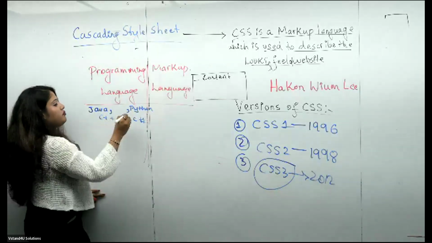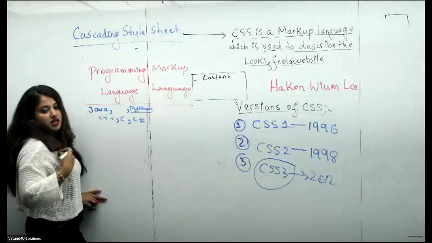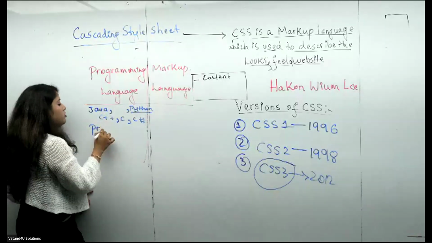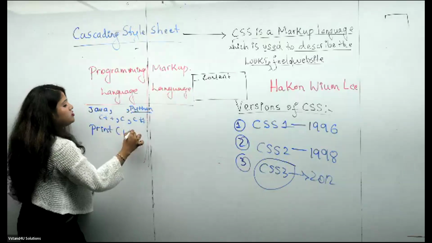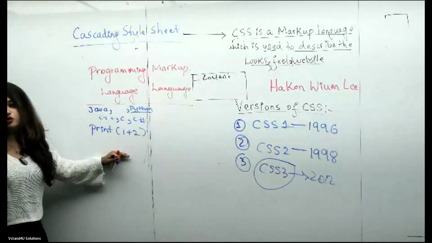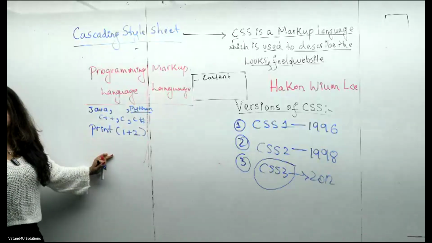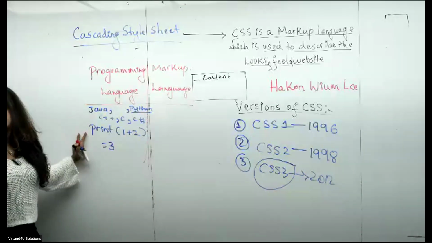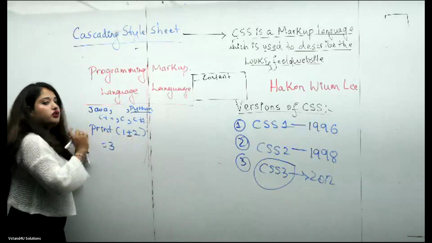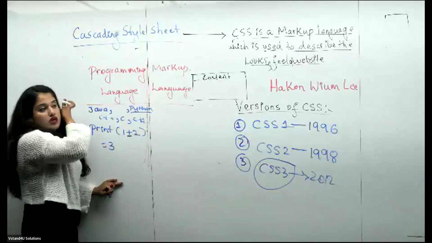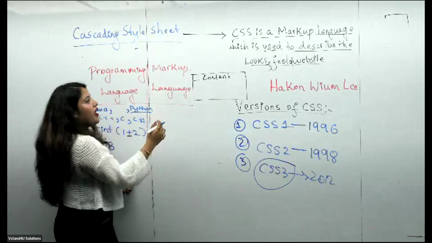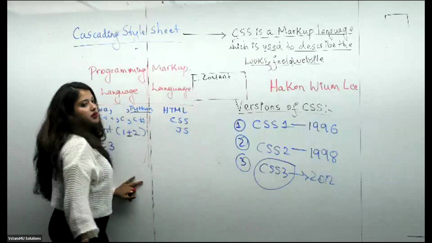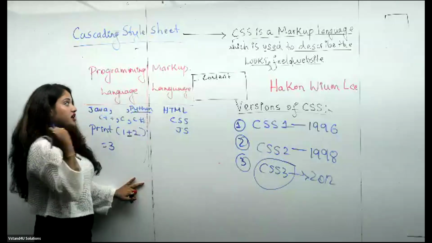For an example, let me consider Python as your programming language. I will write one code saying print 1 plus 2. Now what will be my output for this? 1 plus 2 is nothing but 3. Here you added some logic. That logic is addition of two numbers and you got the output. Yes or no? Now, in markup language, what are the different types of languages? You have HTML, CSS, JavaScript. Yes or no? These are your markup languages.